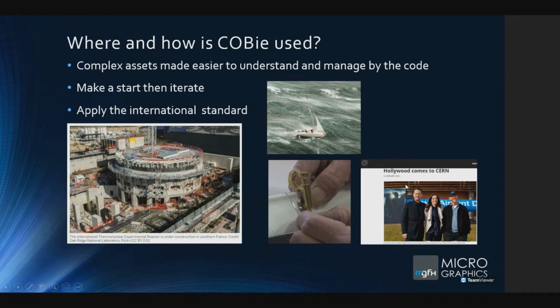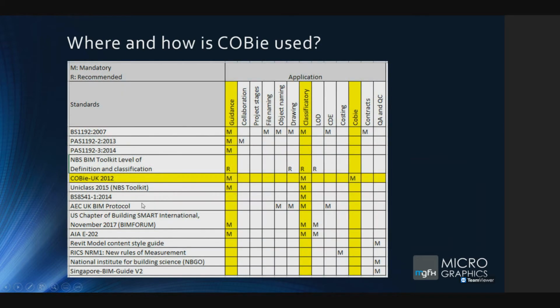And I just thought it was quite cute that there is an analogy between Hollywood and CERN, or rather the atomics research facility that they've got in France and in Switzerland. It's a big European project, but I think it's very exciting. It's one of the biggest projects in the world. And I can just imagine the sort of BIM that is going on there. It must be amazing. All right, so where and how is COBie used?